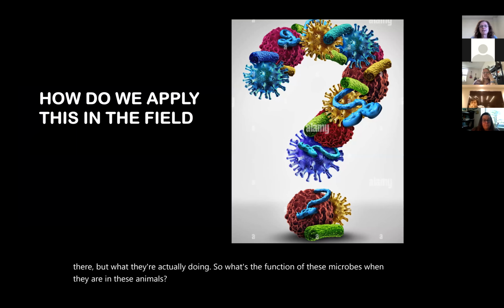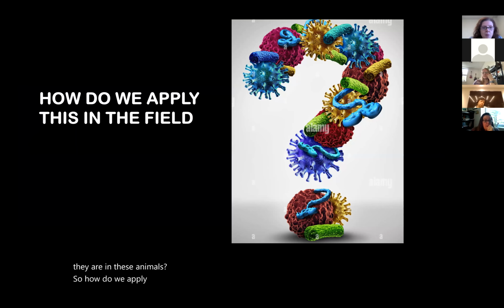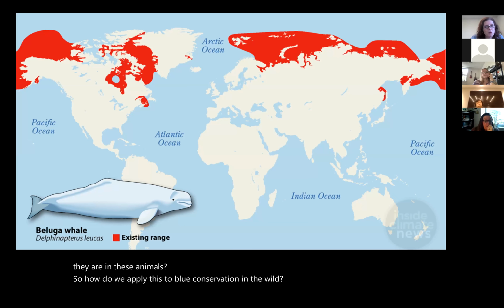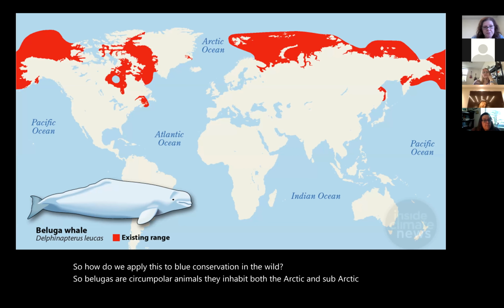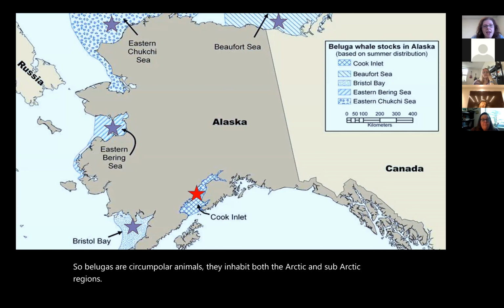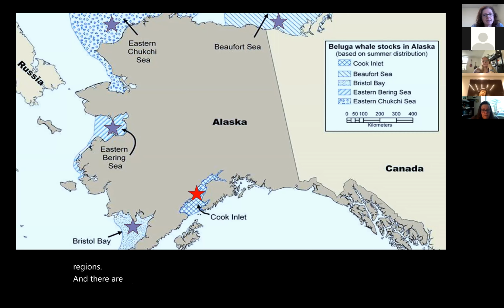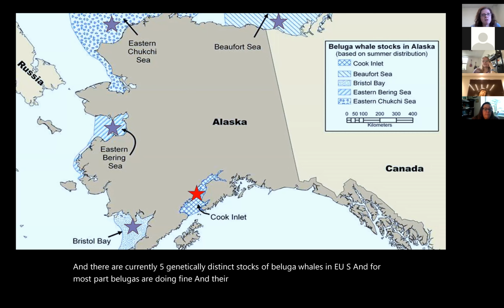So how do we apply this to beluga conservation in the wild? So belugas are circumpolar animals. They inhabit both the Arctic and subarctic regions. And there are currently 5 genetically distinct stocks of beluga whales in the US. And for the most part, belugas are doing fine, and their populations are stable or even growing.